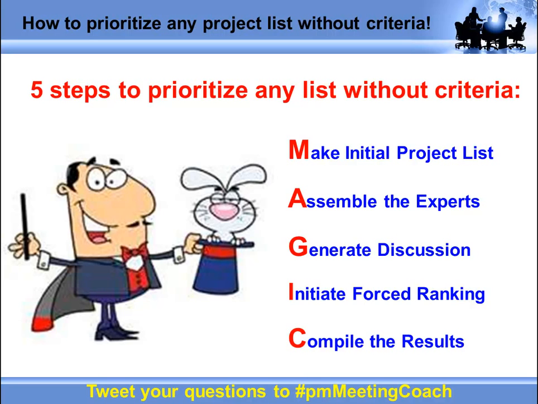And last but not least, we want to compile the results. So if we go through the trouble of ranking a list, all right, we make an initial list, we assemble the experts, we generate discussion, we engage those participants in forced ranking, they actually come up with a list. You better compile the results and do something with them. And you may say, yeah, Irene, that's really obvious, but I can assure you, I have worked with clients who go through these steps, and then when they get the list, they're not sure what to do with it. So the first thing you need to do is compile the results and share them with people. And I will give you some tips for that as well.